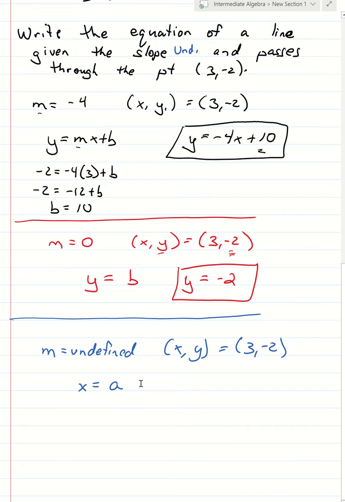Well, all I need is a number for a. Luckily, we are given in the problem that x has a numerical value of a positive 3. And so our solution would be x equals 3. All the information was right there, okay? We didn't have to calculate anything, all right? Let's try a different one, okay?